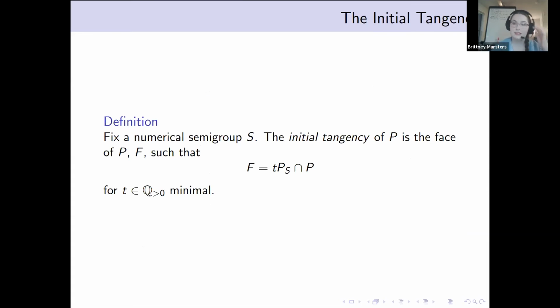Okay. Before we can discuss what happens in min norm, we have to be a little bit more careful here, because the min norm is going to depend on that first initial intersection of our polytope and our numerical semigroup polytope. And we're going to call that the initial tangency. So we fix the numerical semigroup and we fix a polytope that's going to induce a norm. This initial tangency is just going to be the face of our polytope that intersects first, which is what this minimal condition is.